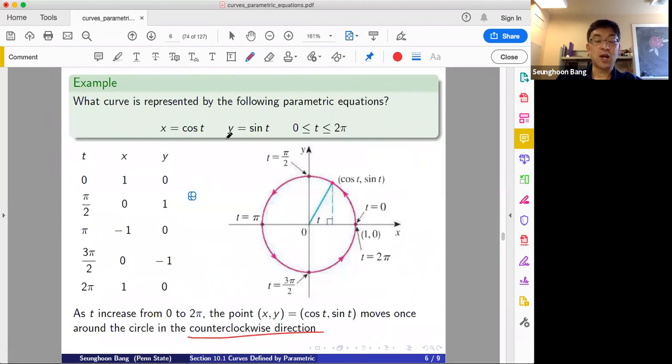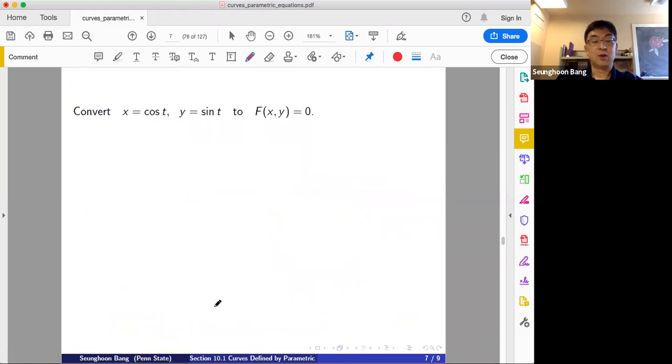One more. Is this a circle or not? How can you know that? I'm going to use this idea: convert the parametric equations x equals cosine of t, y equals sine of t to the form f of x, y equal to 0. So how can we change it? So x is cosine of t, and y is sine of t is given.